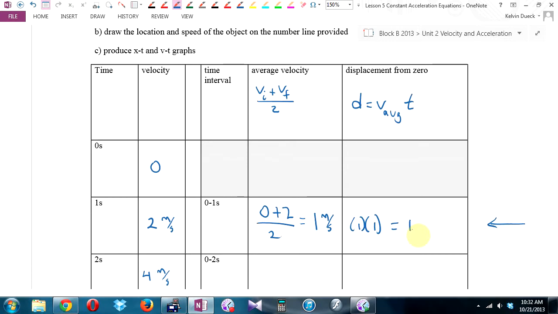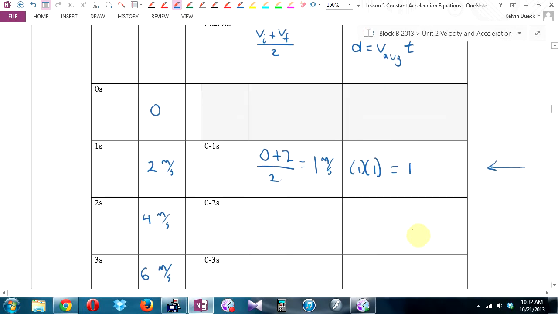How far do you cover in the first 2 seconds? Well, let's get the average velocity. My initial velocity, still 0, still started at rest, yes? But how fast were we going after 2 seconds? 4. Hey, in your head, what is 0 plus 4 divided by 2? 2. So I think my average velocity is 2.